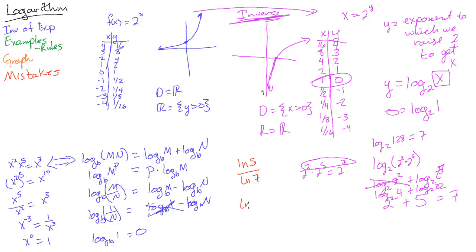Particularly if you have ln of 5 over 7, using this rule over here, it's ln of 5 minus ln of 7. That's the correct rule right there. But some people try to take that as ln of 5 over ln of 7. That is not the case. It doesn't distribute and it doesn't cancel. This would be something that you'd actually stick in your calculator.